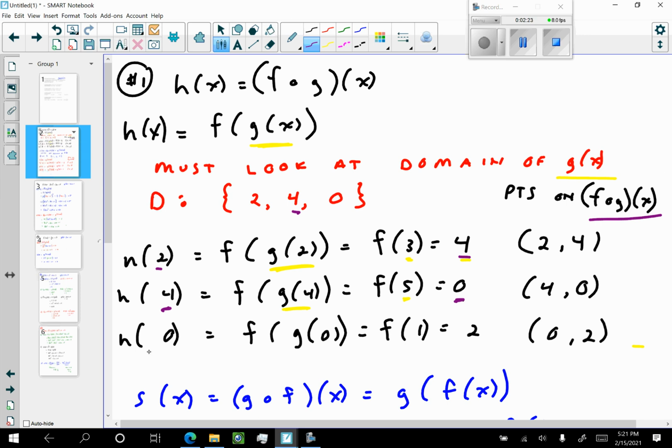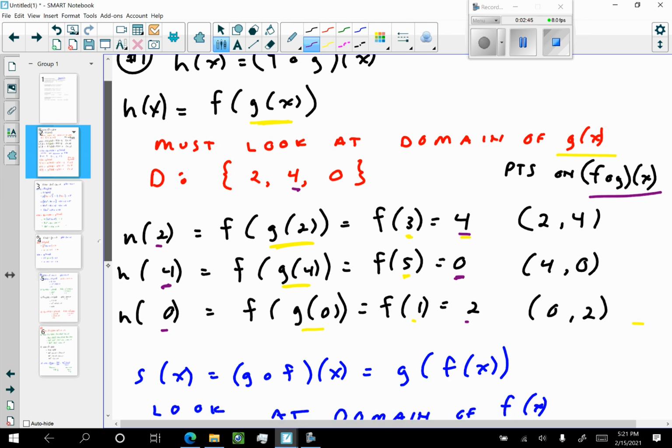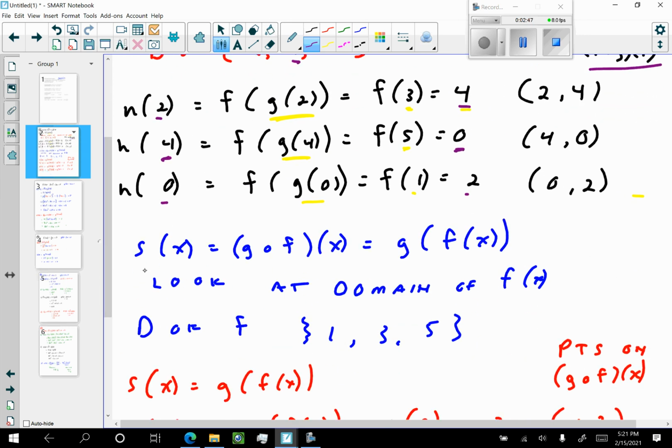In like manner, I have h of 0, which is f of g of 0. I look at 0 because it is the last value in the domain of g, and I see that g of 0 is equal to 1, f of 1 is 2, and I have my third point on f of g, input, output, (0, 2). In like manner, if I want to look at the function g of f of x, since f of x is on the inside, I have to look at the domain of f of x.